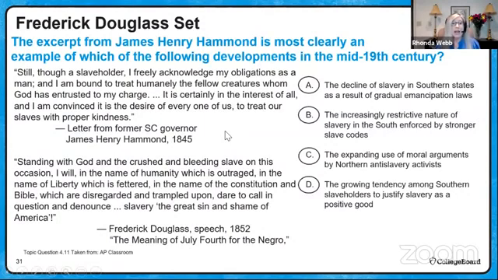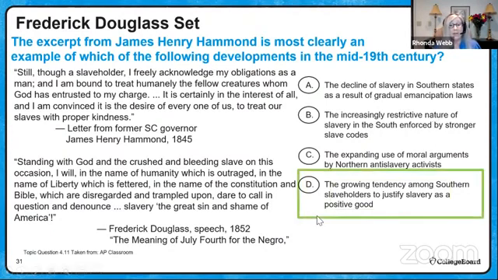And then the last question here: the excerpt from James Henry Hammond is most clearly an example of which of the following developments in the mid-19th century? A decline of slavery in the southern states as a result of gradual emancipation. I don't see a decline in slavery. If anything, he's saying he's going to keep slaves. Increasingly restrictive nature of slavery in the South, enforced by stronger slave codes. Expanding use of moral arguments by Northern anti-slavery activists, and then the growing tendency among Southern slaveholders to justify slavery as a positive good. So what do you think? Which of those would be the correct answer? I'm going with D. All right, so this tendency to say that it was a positive good.